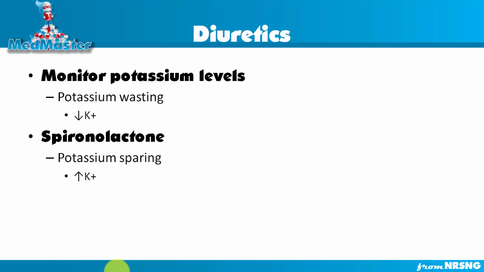On the other hand, there's a class of medications known as potassium-sparing diuretics. The one that I want you to know is spironolactone. What this does is it doesn't waste that potassium. It keeps that potassium. We've talked about this just a second ago. But you're going to want to monitor your potassium level for the opposite effect of having too much potassium. Okay?